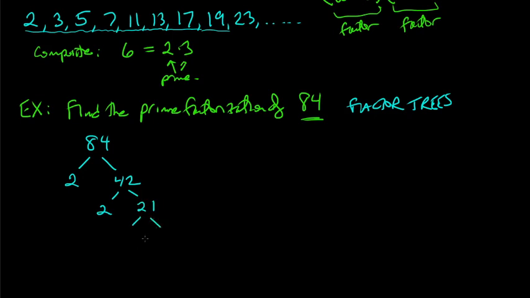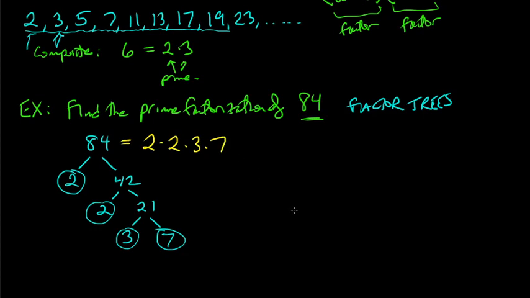Now, can we divide 21 by 2? No, 21 is an odd number, so it's not divisible by 2, but it is divisible by the next prime number, 3. So I started with 2, then I went on with 3. So 21 divided by 3 is 7. And 7 is a prime number, so the only thing you can do with 7 is just 1 and 7. So that's it. Essentially, the leaves of the tree are the prime factorization. So we can write 84 as 2 times 2 times 3 times 7.